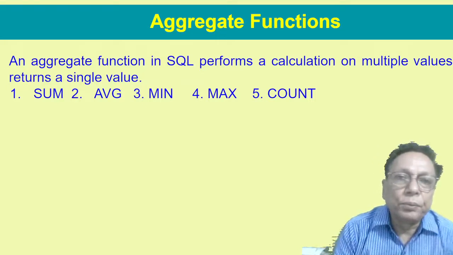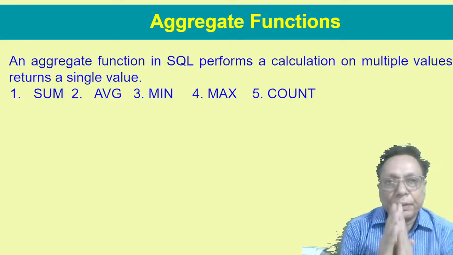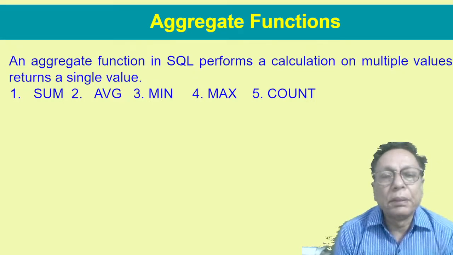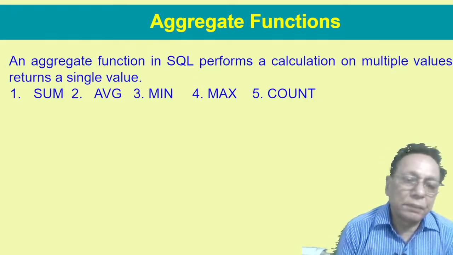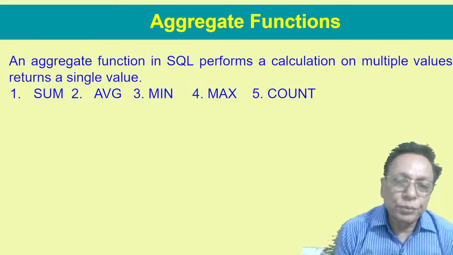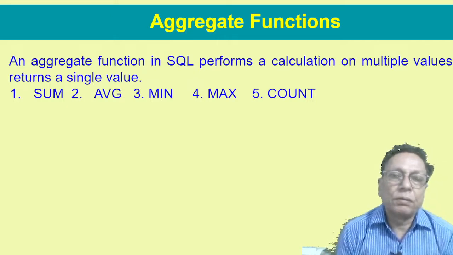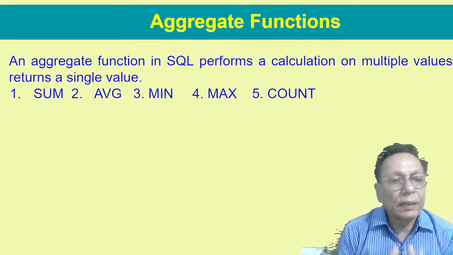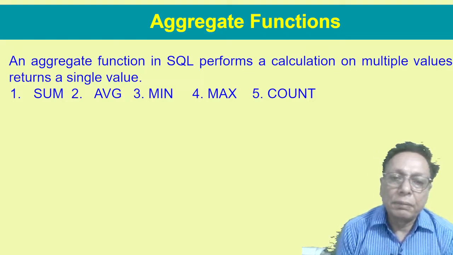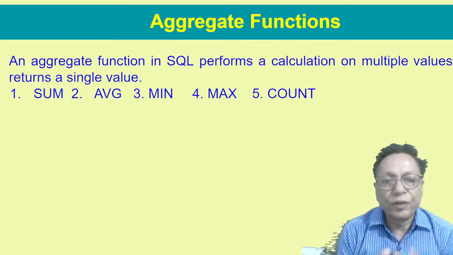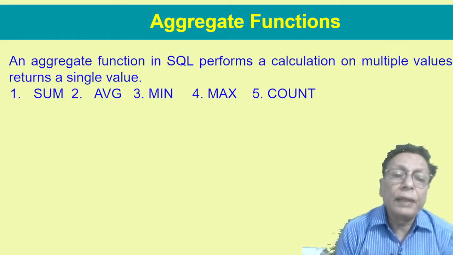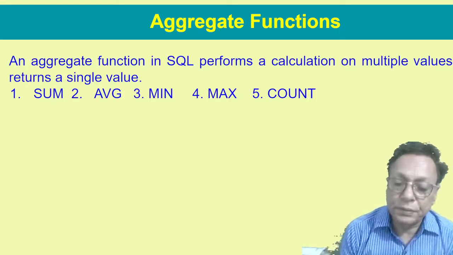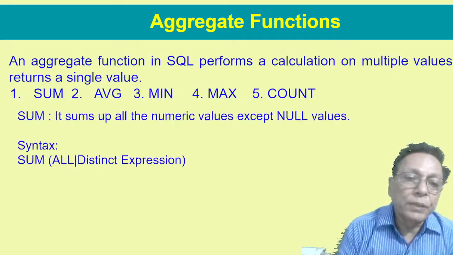Means if you want to calculate the sum of a particular column in the table, you can apply sum. If you want to calculate the average of a particular column, you can apply average, minimum, maximum, and count. These five functions are known as aggregate functions.